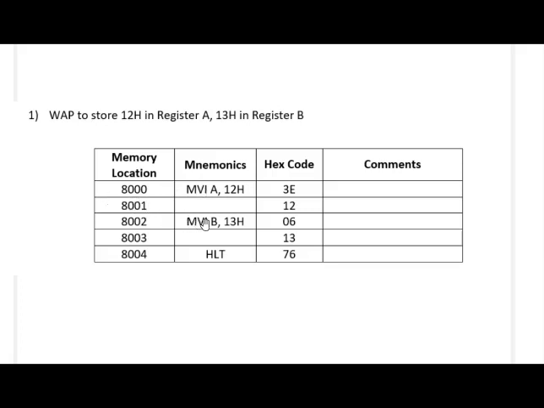Then at 8002 we write MVI B, 13H. This MVI is again 2 bytes because we have to store 13H in register B. So MVI B, 13H and then halt.